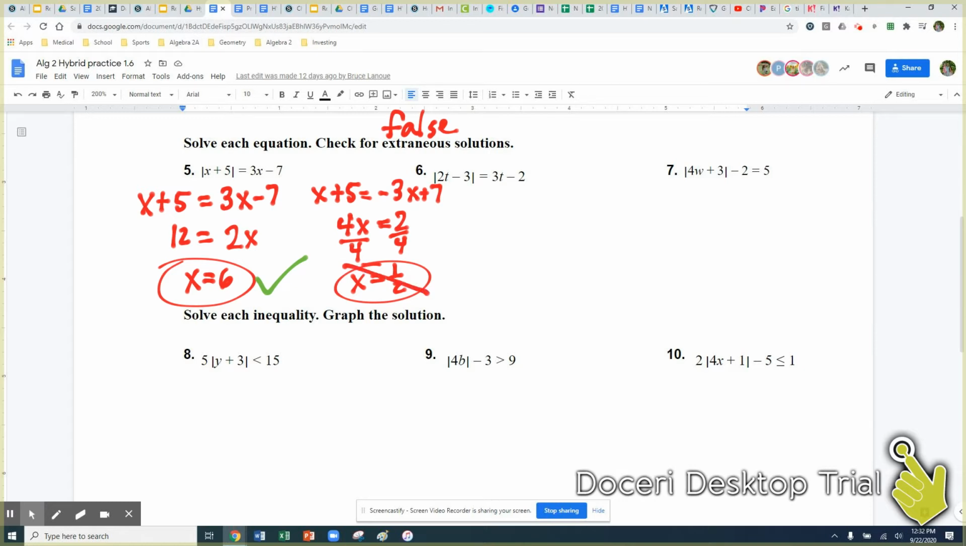Some people are asking, can I just say extraneous next to it? Yep, you can just put extraneous next to it, cross it out. But this one only technically has one solution. So there would be our answer, 6.